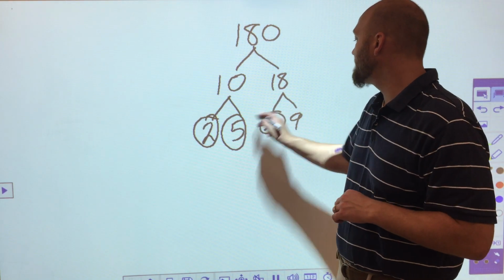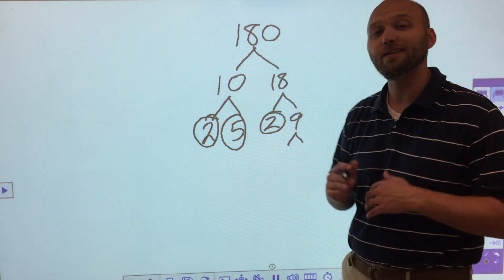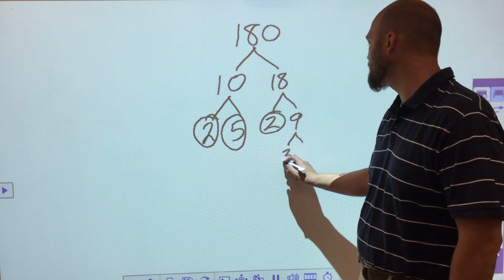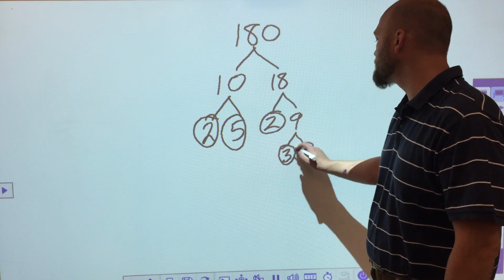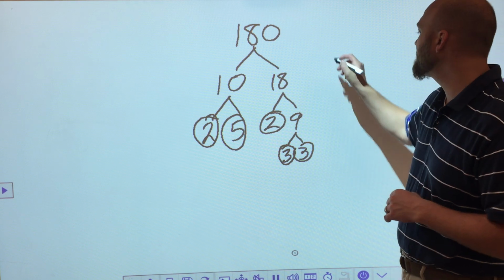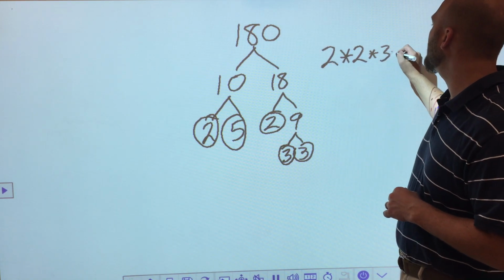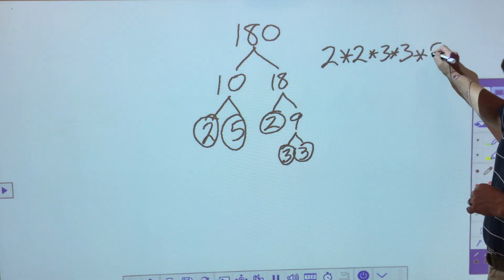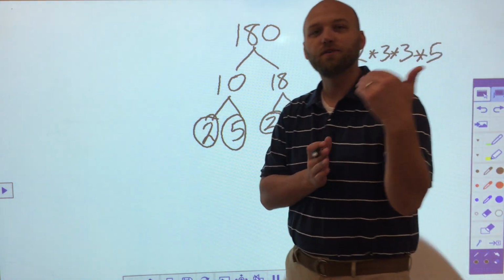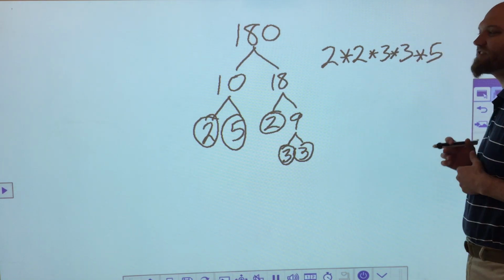I'm going to go ahead and grab 2 as a prime number, and I know 9 can be broken down yet again into 3 and 3, and both of those are prime numbers. So, prime factorization of 180 would be 2 times 2 times 3 times 3 times 5. I like to write them out from lowest to highest. So again, 2 times 2 times 3 times 3 times 5.